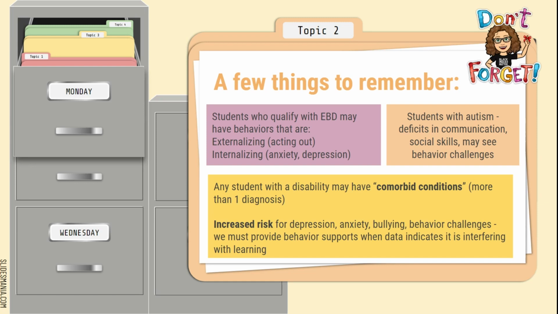We know in general that students with disabilities are at increased risk for depression and anxiety, for bullying and behavior challenges. So we need to be aware of that possibility and provide behavior supports if the data indicates it is interfering with learning. As a general education teacher, if you see a spike in behaviors, whether that's acting out behaviors or those internalizing behaviors where the student is withdrawing or is no longer trying in class, it's very important that you communicate with the special education teacher and start immediately collecting data around that behavior so that when you have an IEP meeting, you can bring that data to the table to make a data-driven decision.